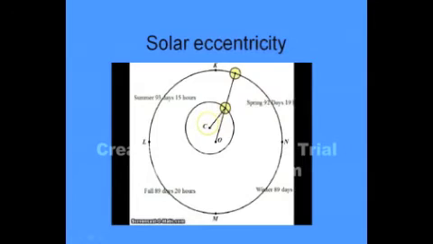C is the center of, sorry about that, it gets confusing. C is the center of the circle, and here's the sun going around C, and the Earth is located not at the center, but over here. So what would happen, the sun's going around C at a steady pace.